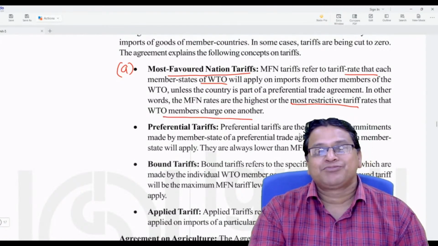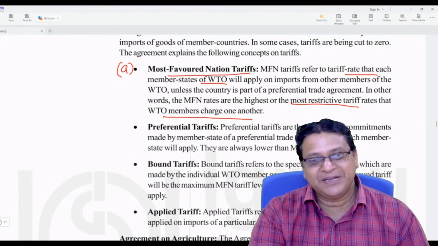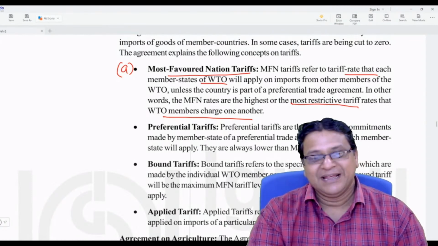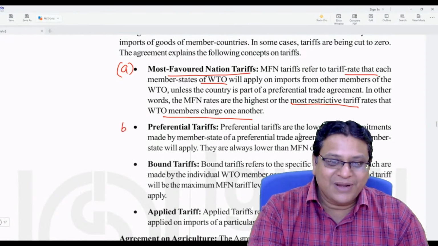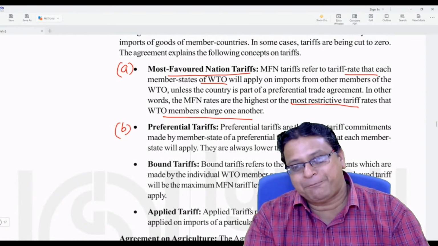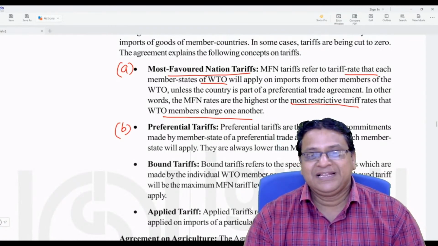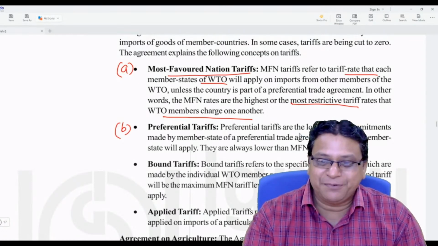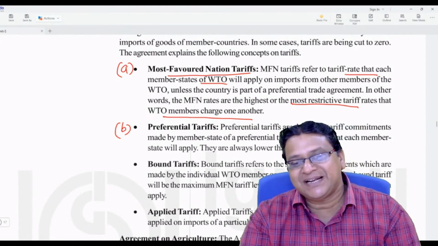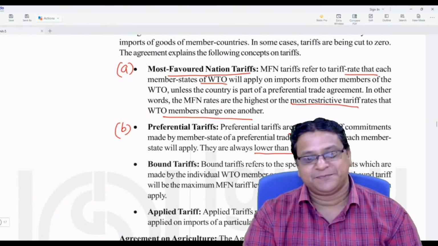But sometimes we charge tariff above the MFN rate and sometimes we charge tariffs below the MFN rate. The below MFN rate is known as preferential tariffs. The countries with which we have a preferential agreement, regional blocks, in that case, we charge a tariff below the MFN tariff, and this is known as preferential tariff. This tariff is lower than the MFN tariff.